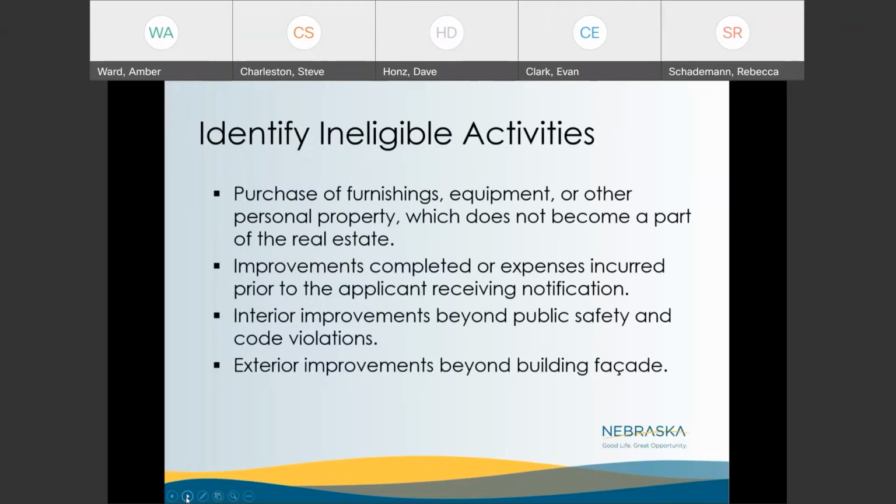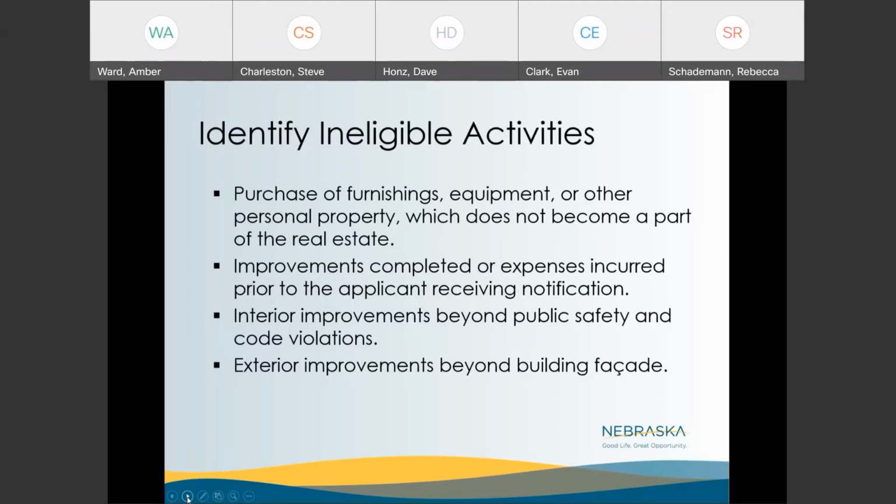Obviously, when you identify eligible activities, you also need to identify ineligible activities. Ineligible activities under DTR include purchasing of furnishings, equipment, or other personal property which does not become part of the real estate. Also ineligible are improvements completed or expenses incurred prior to the applicant receiving notification. So obviously you can't start a project until the local government gives you usually a notice to proceed. And if a business did incur costs prior to that, those expenses would be ineligible to be reimbursed under the program.